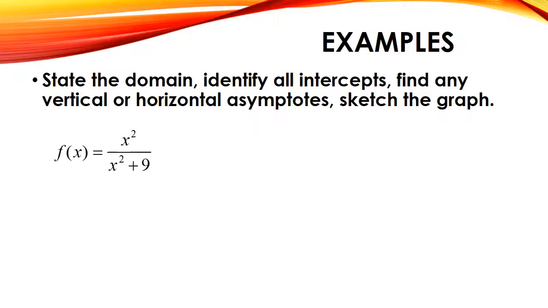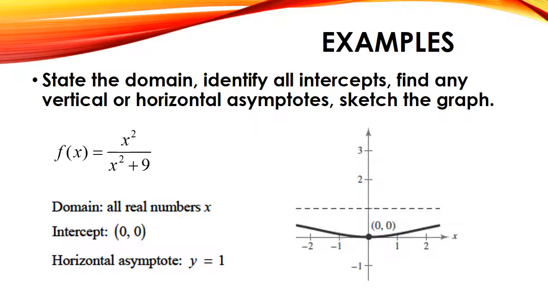All right, for this example, we're going to do the same exact thing, a little different problem. So pause the recording, give this a try, and resume to check your answer. All right, so setting the denominator equal to 0 and solving, we discover that there is no place where you can't have an x value. So our domain is going to be all real numbers for x. There is no x that will make that denominator 0.